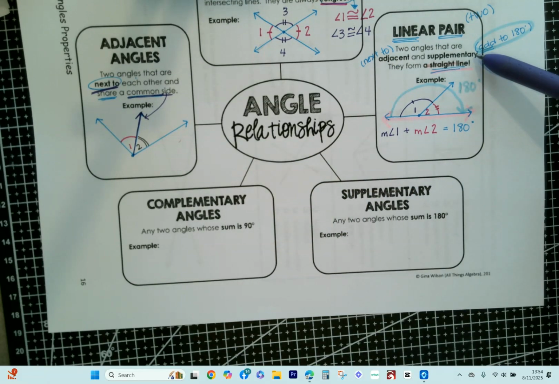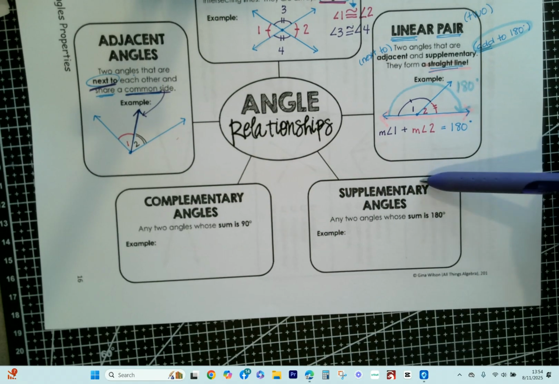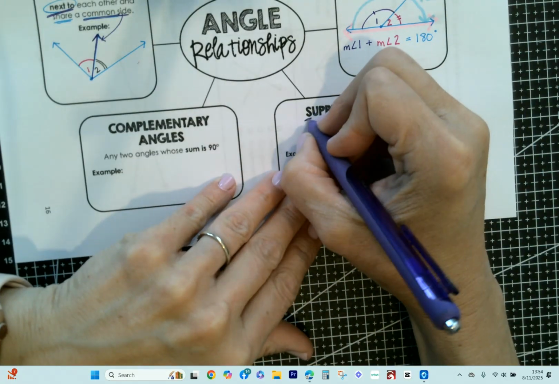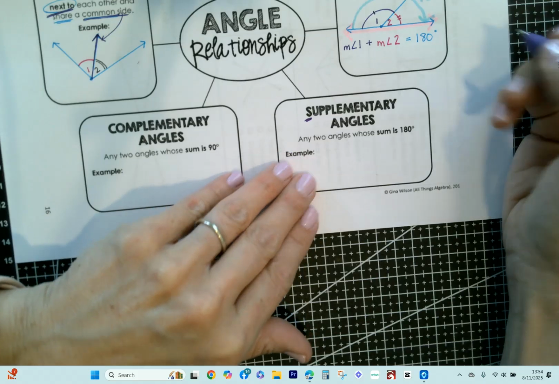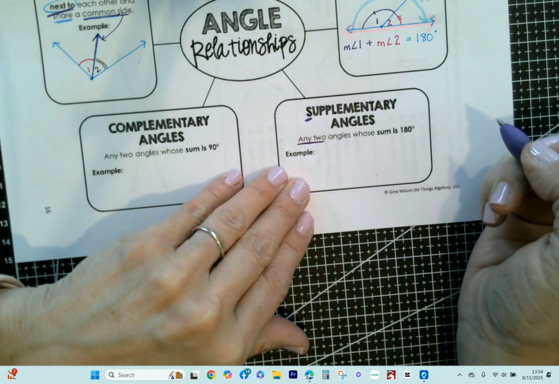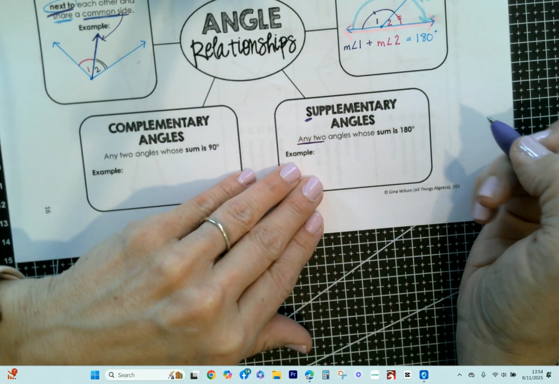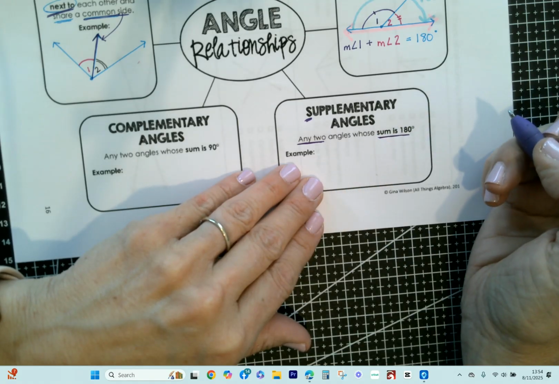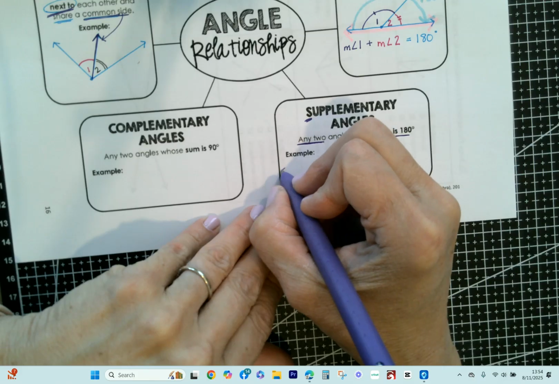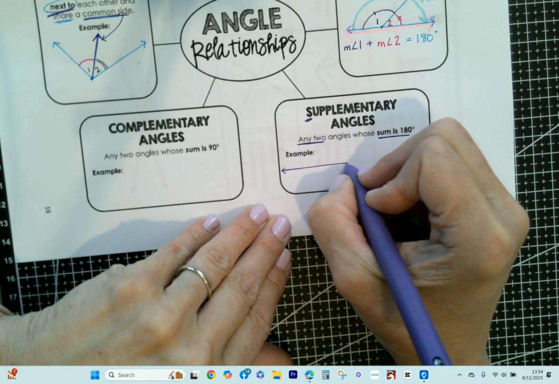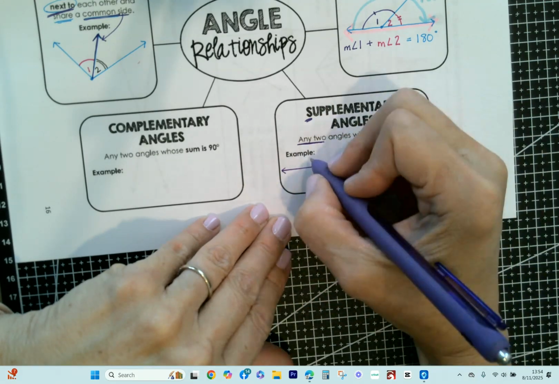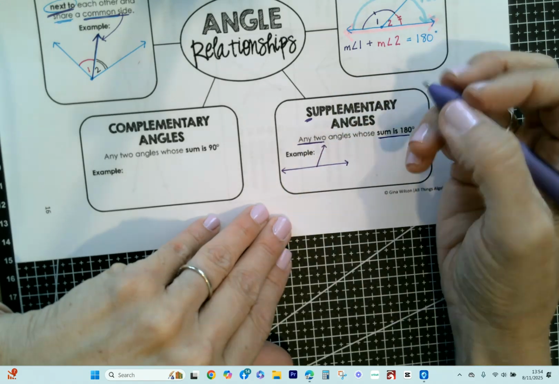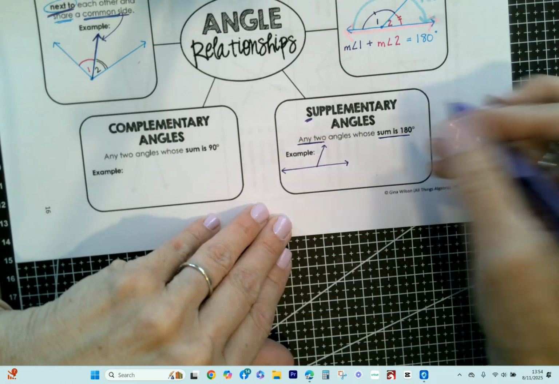Let's talk about this word, complementary or supplementary, so we're going to go down here now. Supplementary angles: any two angles, and they don't have to be side by side, any two whose sum is 180. Here's a couple of examples. Let's say you have this line right here, and you have that. So that's one picture.